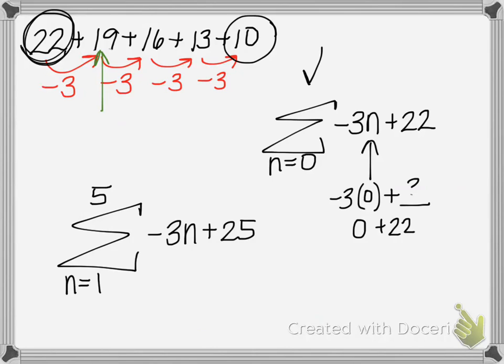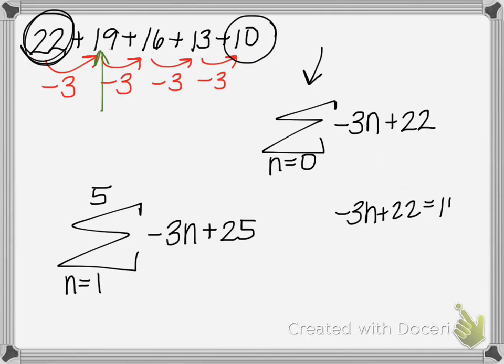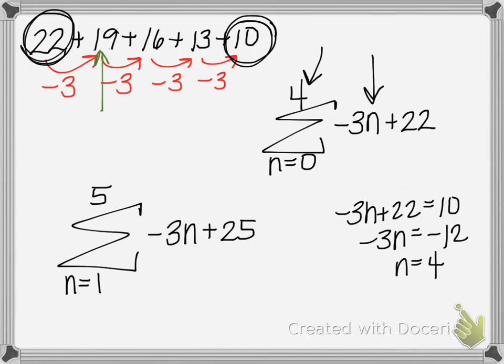And then again, what value would I need to end with? What's the last number that I want to substitute in that will give me 10 for my final term? So solving negative 3n plus 22, we want to get 10 in the end. We can solve here for n, and we'll get that n is equal to 4. 4 would be the very last number that I would substitute here in place of n. And if I substituted in a 4, I would get 10 for the final term of this series.